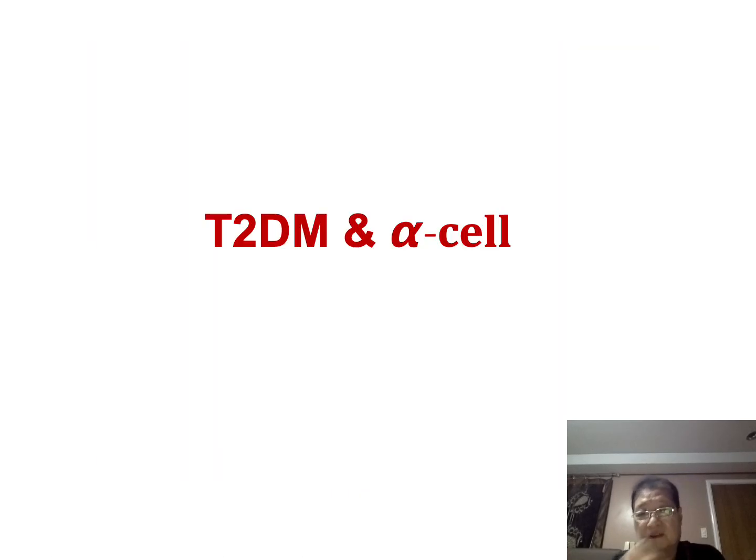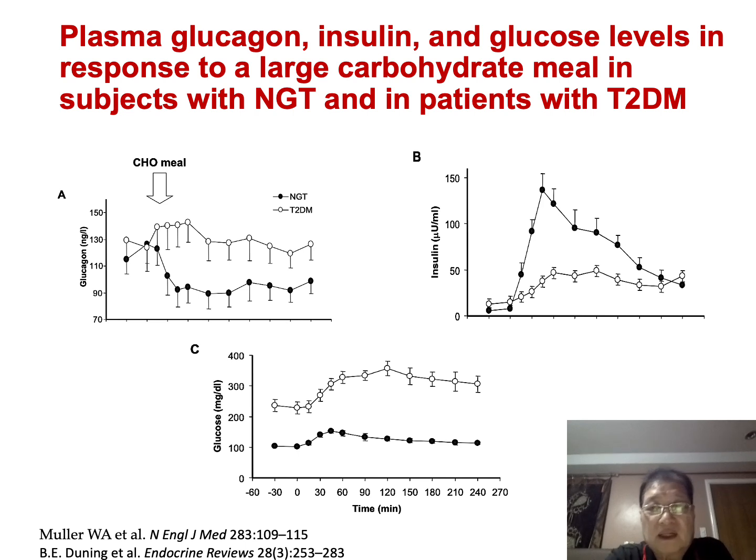So let's look now at the data on type 2 DM. Okay. Now, as you can see, the plasma glucagon, insulin, and glucose level in response to a large carbohydrates meal in a subject with normal and type 2 DM. You see the differences. I don't need to discuss that.